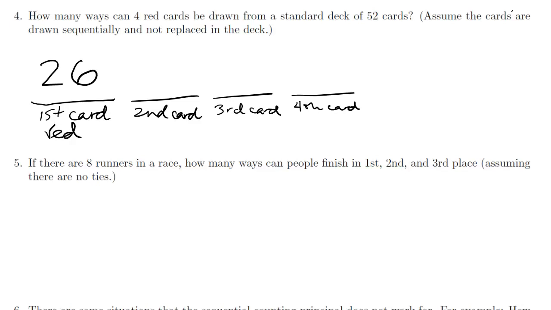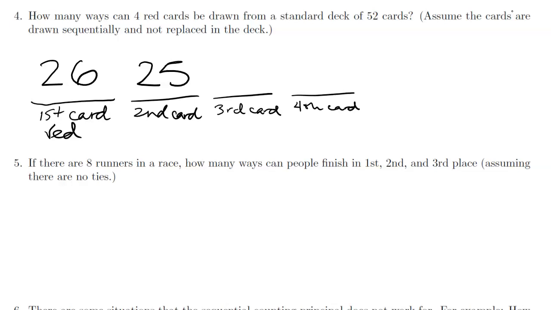Now for the second card, how many options are there? Again, I want it to be a red card. But notice that while I'm drawing them, I'm not replacing them in the deck. It's as if I'm leaving them out on the table. So this second card can't be the same card as the first card. It would have to be something different, I can't reuse that first card. So my pool has dropped from 26 down to 25.